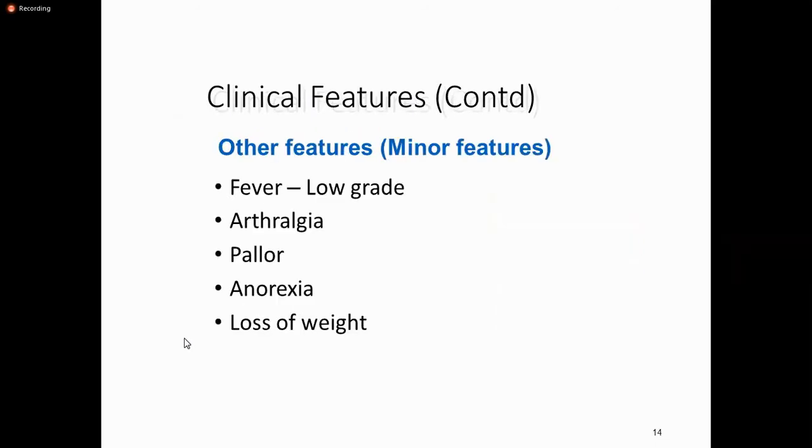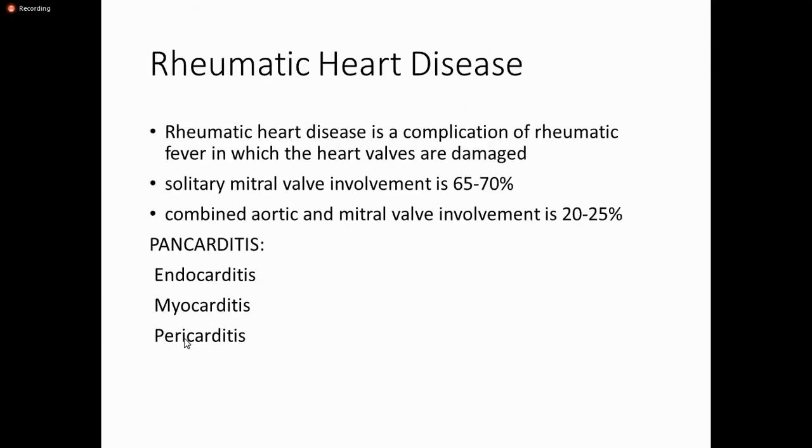Other features: a patient may complain of low-grade fever, arthralgia, pallor, anorexia, and loss of weight within a few days. Coming to rheumatic heart disease. Rheumatic heart disease is a complication of rheumatic fever. A patient may initially have rheumatic fever, and afterward may present with direct involvement of the heart, and now the patient is classified as rheumatic heart disease.